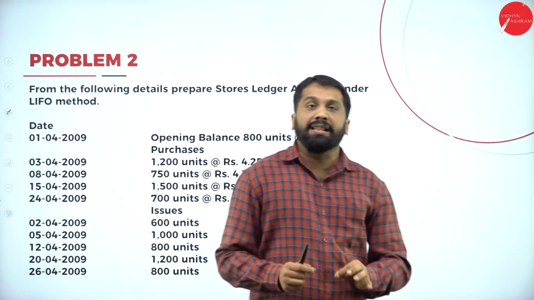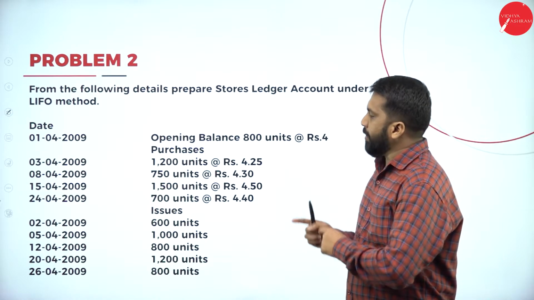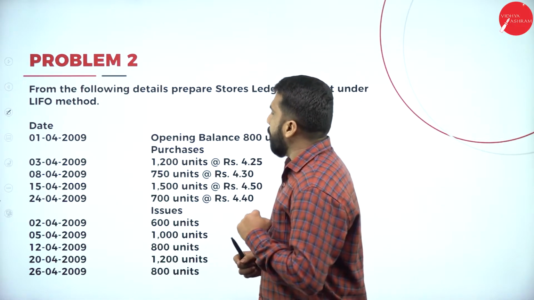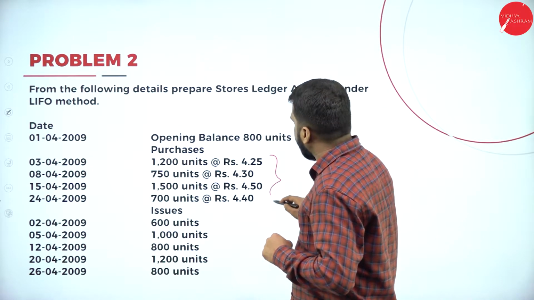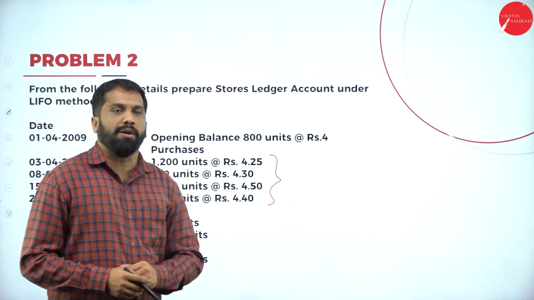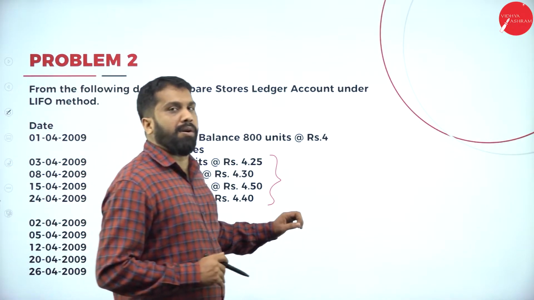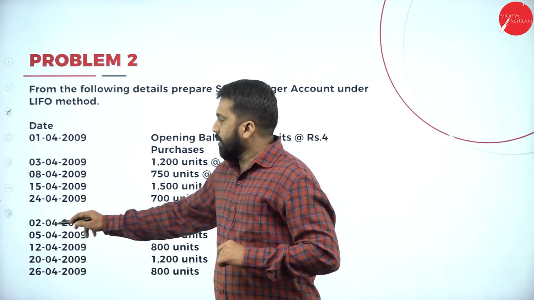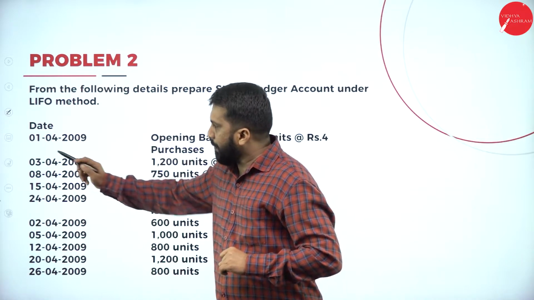We are doing which method? LIFO method. In this, on 1st April 2009, all the information is given. That is for 2009. Along with the opening balance, they have given all the purchases together. But remember, don't start your problem in that order. Always continue your problem as per date. Say 3rd April; before that you have 2nd April. After opening, you should go to 2nd April, and then come back to 3rd April.